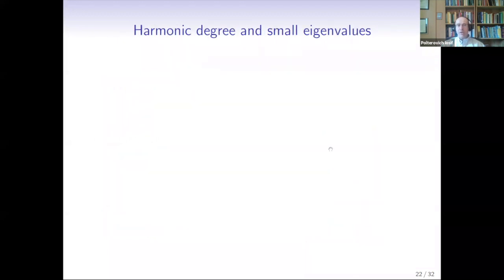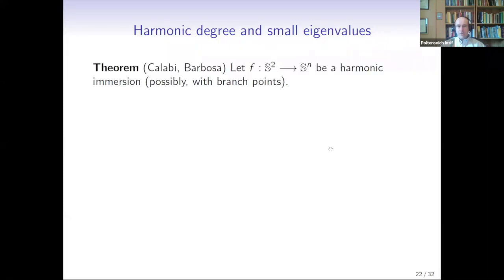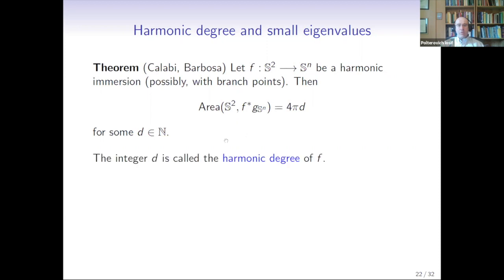In this particular case, there are two key observations. One is a result due to Calabi and Barbosa that says the following. Suppose you have a map from S^2 to S^n, and suppose it's a harmonic immersion, possibly with branch points. Then the area of your sphere with the metric which is the pullback of the standard metric on S^n has to be an integer multiple of 4 pi. So in fact, there is a lot of rigidity in this picture. Moreover, this integer d is called the harmonic degree of the immersion.